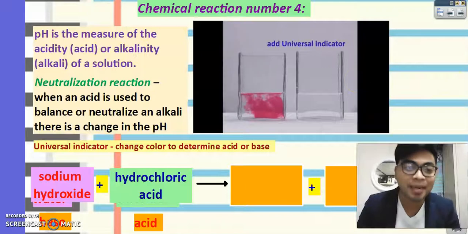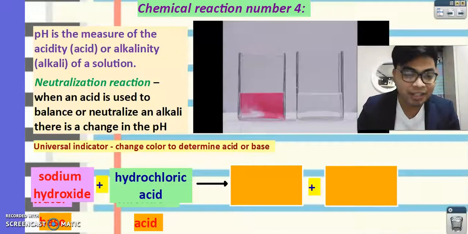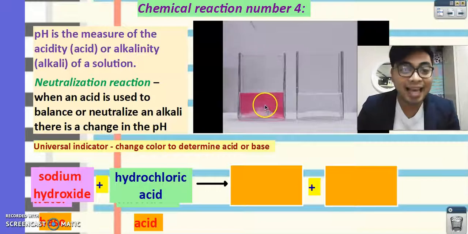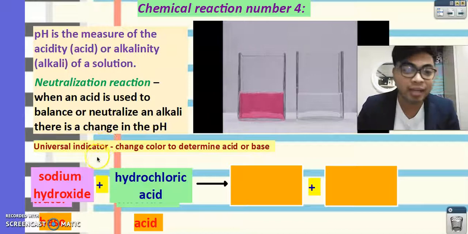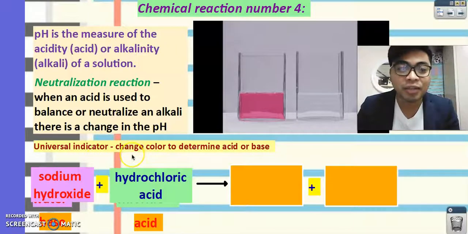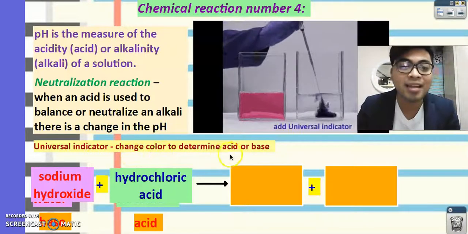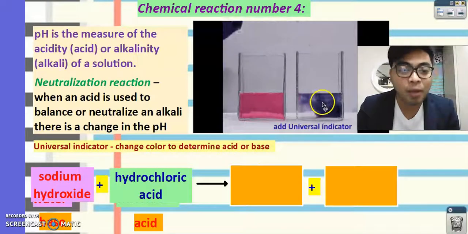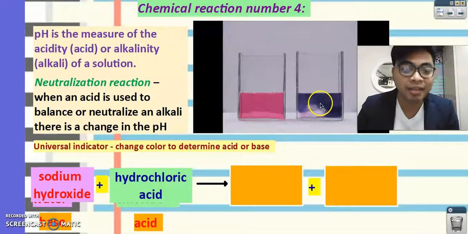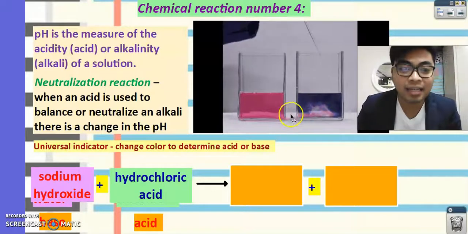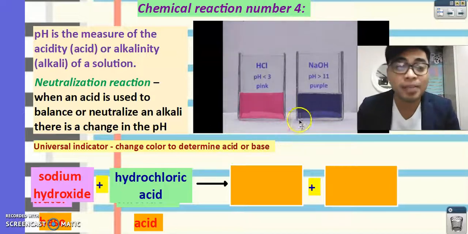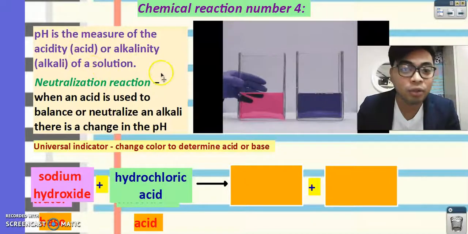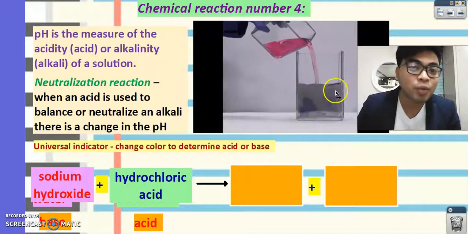So let me just explain what's happening in this video. This one is an acid. It's hydrochloric acid, and I put a universal indicator in here. A universal indicator changes the color to determine whether it's an acid or base. This one, however, is a base. It's sodium hydroxide. So see the difference in the color. Usually your acid has a pH. What's a pH? A pH is a measure of the acidity or alkalinity of a solution. This one is 3. This one is 14.